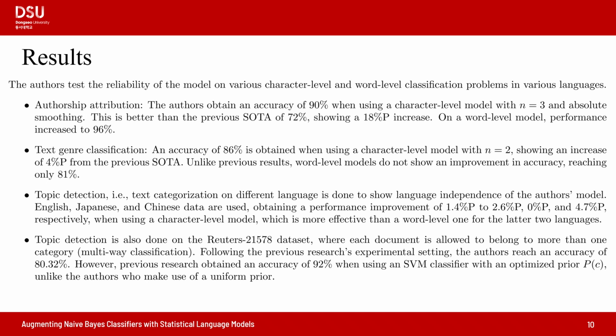Following the previous research experiment setting, the authors reach an accuracy of 80.32 percent. However, previous research obtained an accuracy of 92 percent when using an SVM classifier with an optimized prior. So they are optimizing the prior on the training data. But the authors just make use of a uniform prior, and so for the Reuters dataset they were not able to get higher accuracy, but they attribute that the previous state-of-the-art SVM classifier is much more complex than their naive Bayes model.